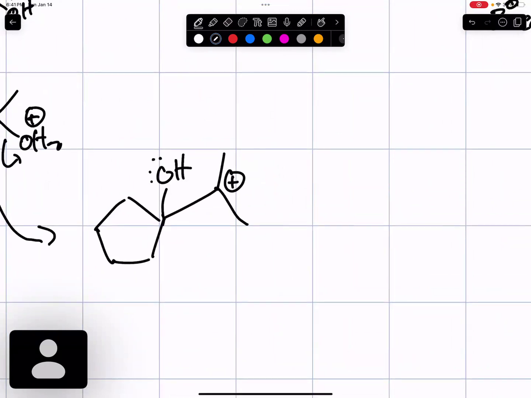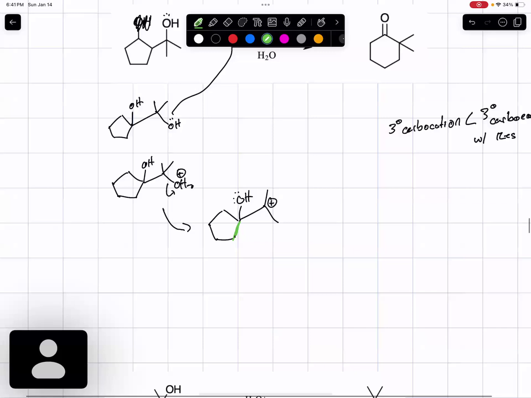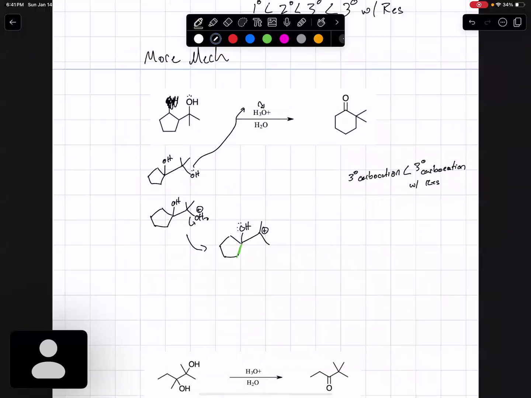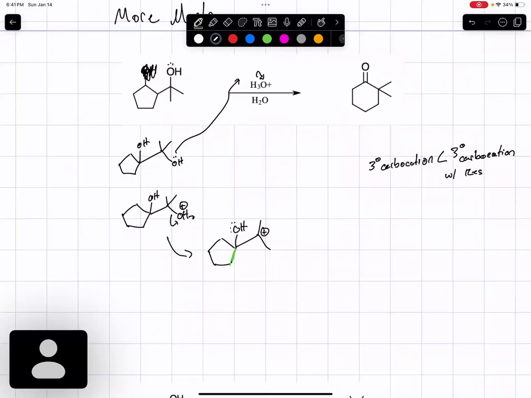So tertiary carbocation, what's more stable is something with tertiary carbocation with resonance. So now we know that. Can you zoom out again if you don't mind? Yes, a little more. Yeah, that's good. Thank you. This OH should have been placed here. That was the mistake. That OH should have been placed there.